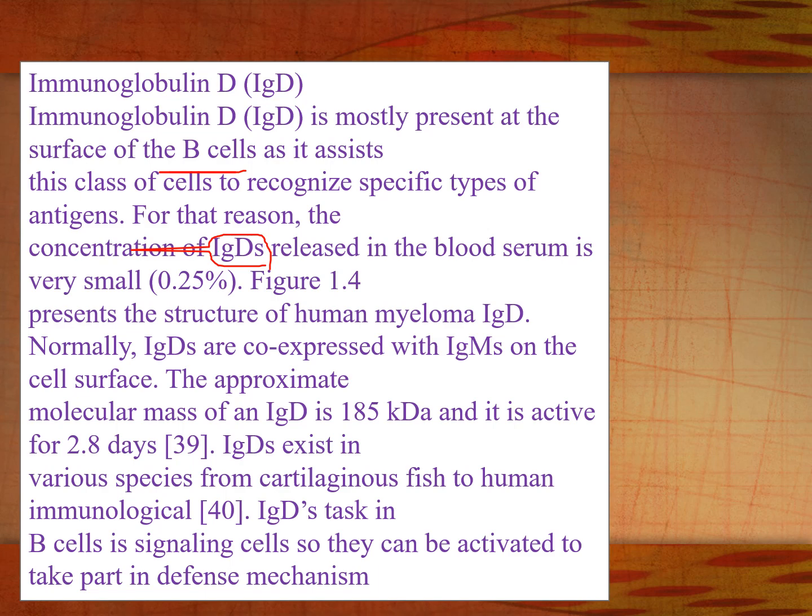The approximate molecular mass of IgD is 185 kilodaltons and it's active for 2 to 8 days. IgDs exist in various species, from cartilaginous fish to human. IgD's task in B cells is cell signaling, so they can be activated to take part in the immune response.